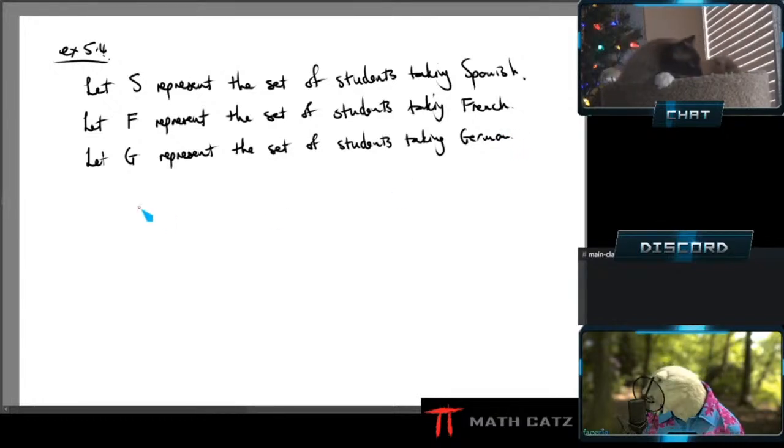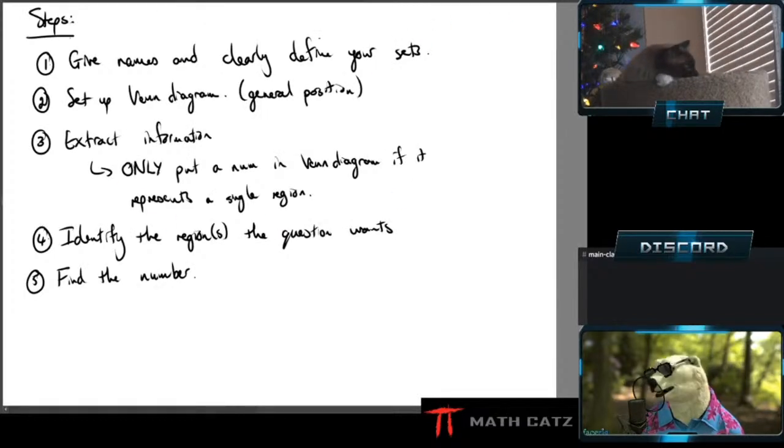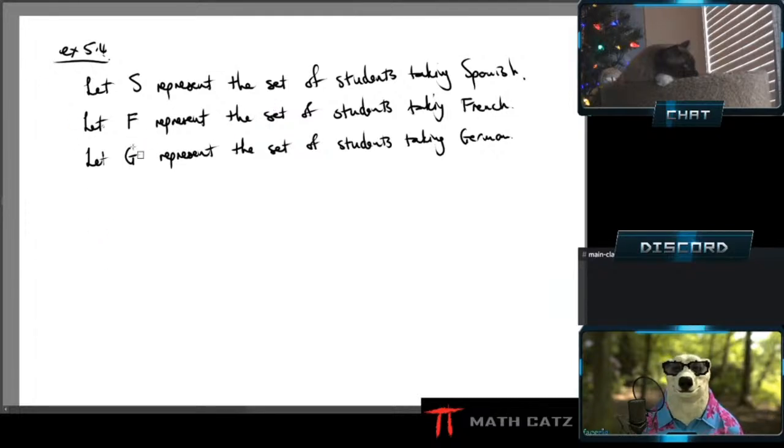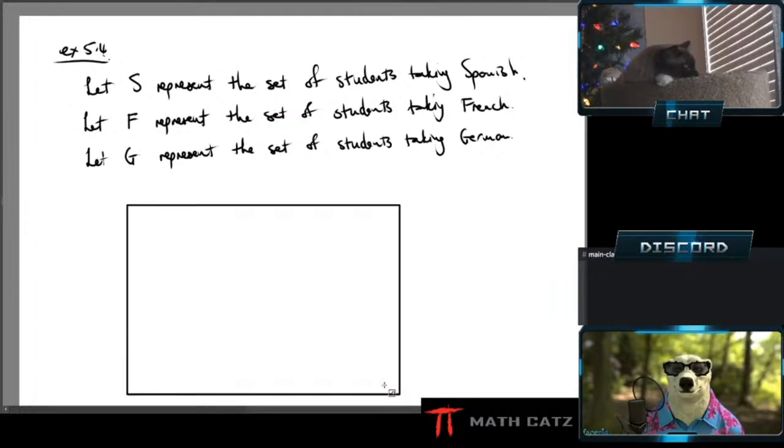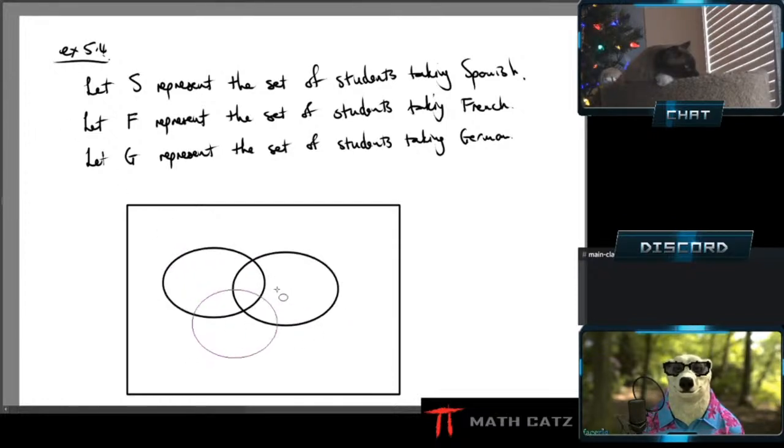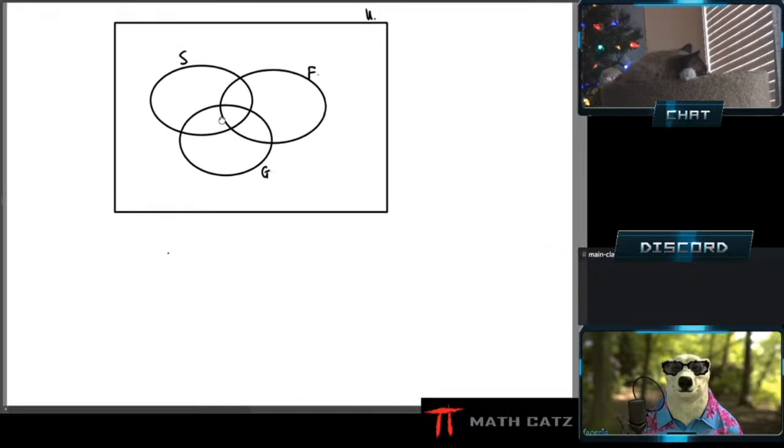All right. Now, step 2 says Venn diagram. General position, obviously for 3 sets. S over here, F over there, G over there. I don't write words in my Venn diagram. They're separate symbols as letters, for example. So the meaning of these sets isn't overly complicated. I have them in general position because I don't know what their overlaps are.